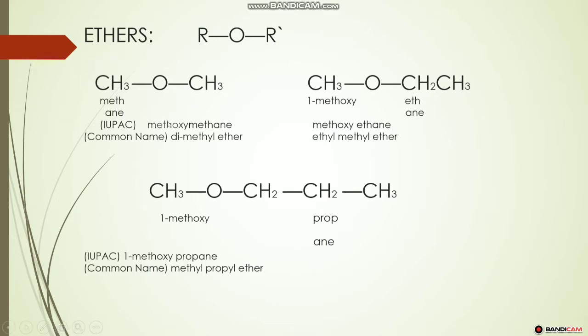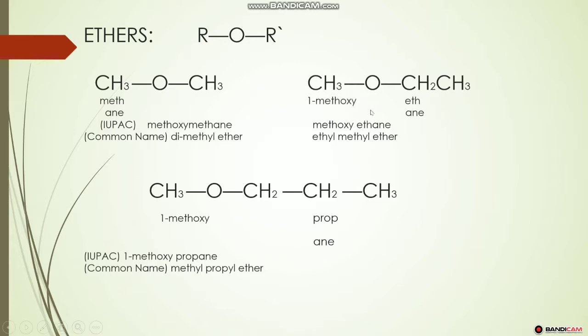And for its common name, just simply name all the substituents attached, then write ether as the last name. Since in this example we have 2 carbons acting as substituents, we can name it as dimethyl. Just change the ane to yl, then write the word ether.